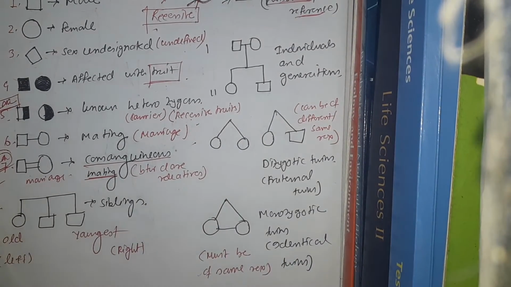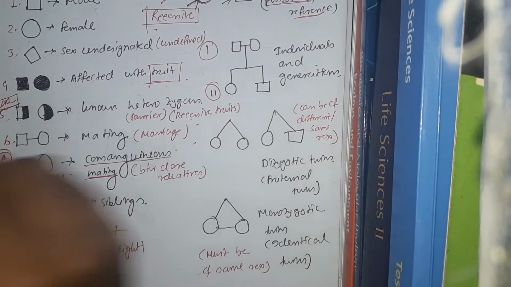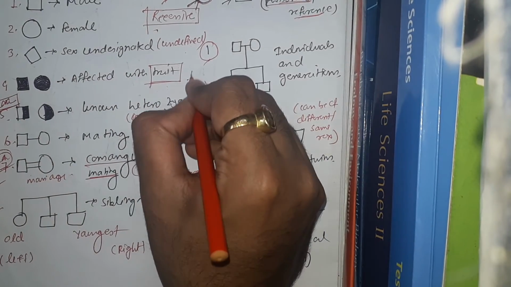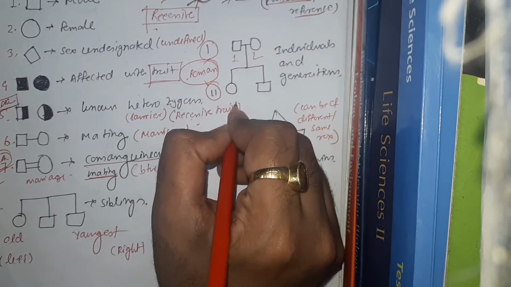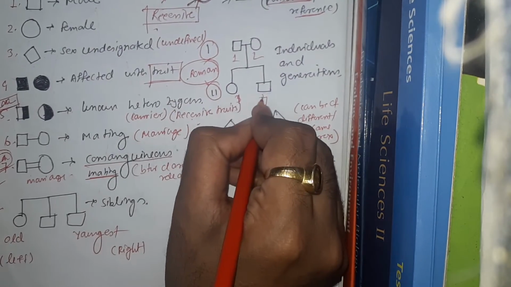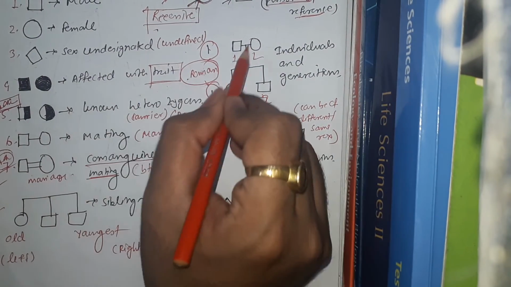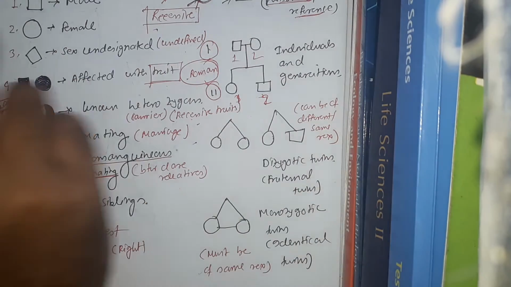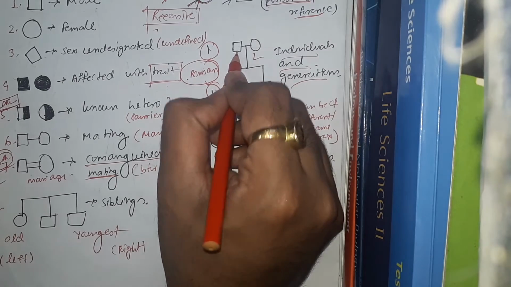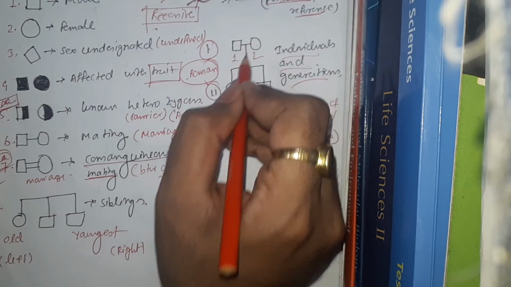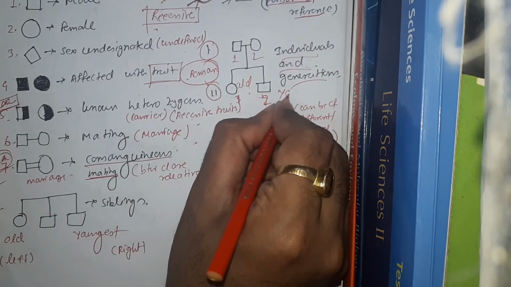Now make sure of one thing: generations will be referred to in Roman numbers, and the number of individuals will be in Arabic numbers, like 1 and 2. So generation is expressed in Roman, and individuals are represented in Arabic. That means this male and this female mated together, and they have these children, and this one will be older and this will be younger.